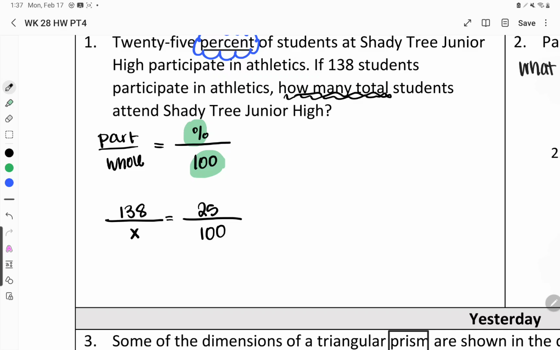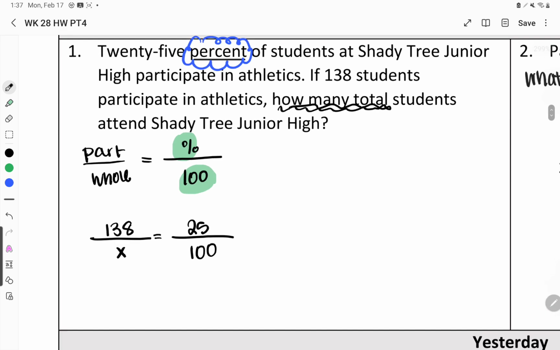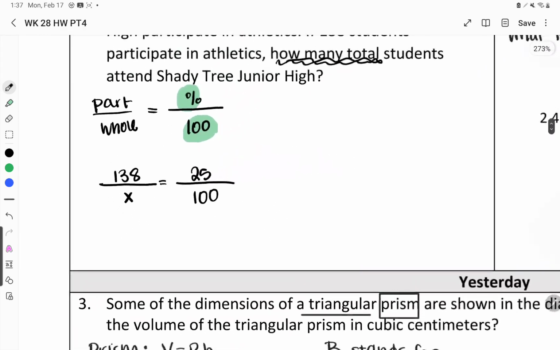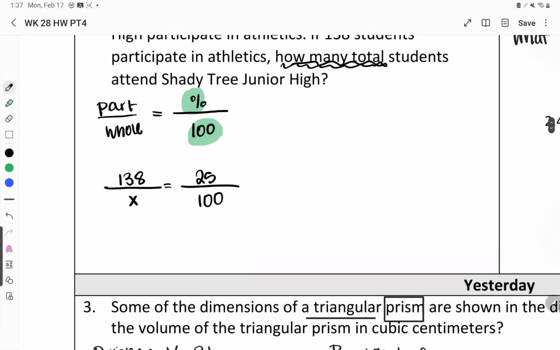So the number of students that are participating in athletics are only part of the students that go to the school. I'm looking for how many students go to the school. Okay, now I just have a proportion. How do I solve a proportion? I cross multiply. So I have 138 times 100. Remember, if you're ever multiplying times 100, just tack on the 2 zeros at the end. So write your original number down, 138, and then just tack on those 2 zeros.